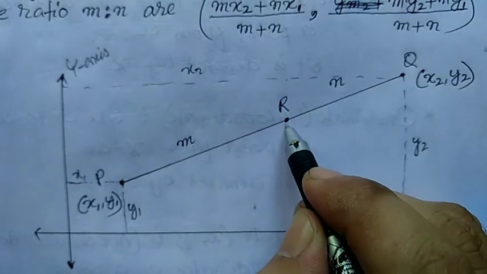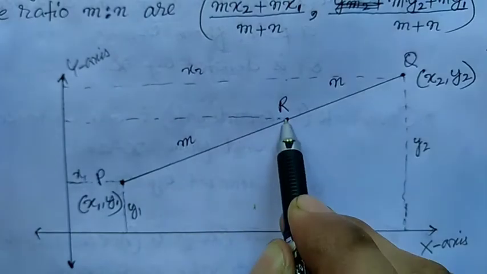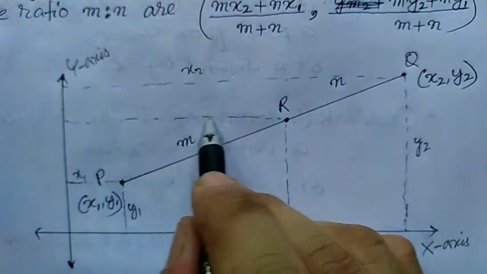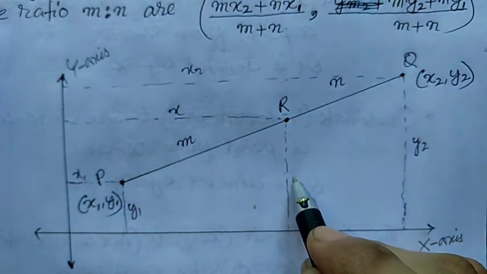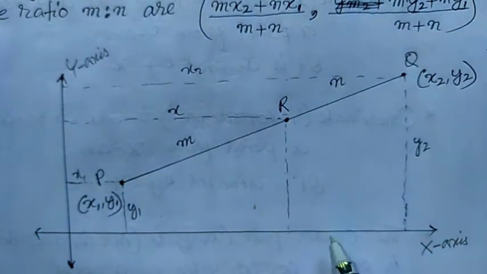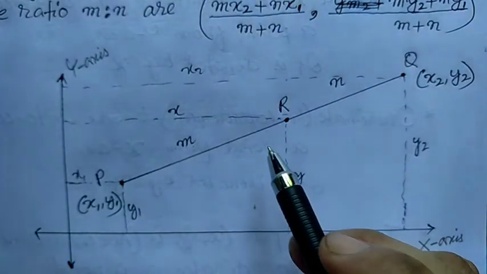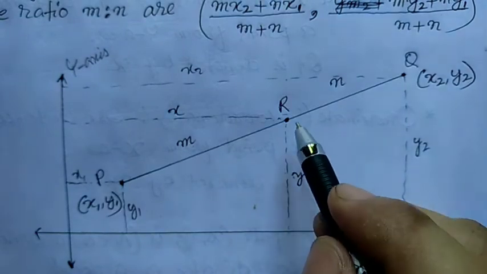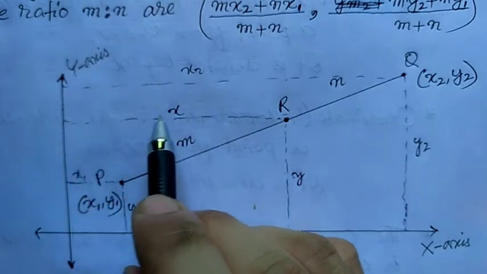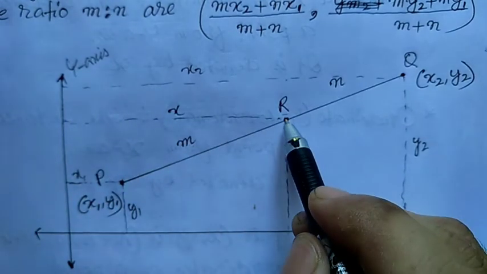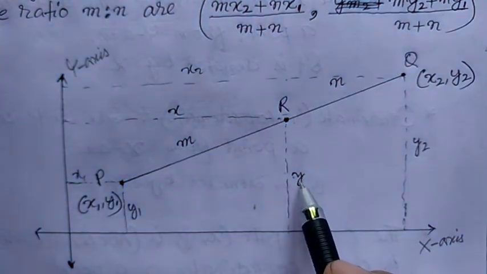The simple meaning is, what is the distance of this point R from the x-axis and y-axis? Let's say the distance of point R from the y-axis is x, the abscissa, and the distance of point R from the x-axis is y. Now we want to know the x value and y value, that is, the distance of R from the y-axis, x, and from the x-axis, y.